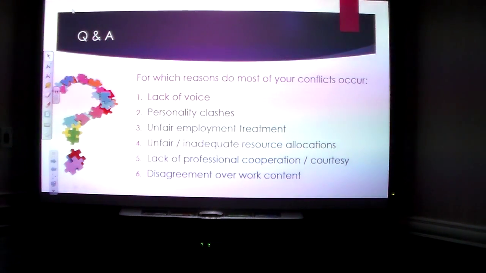So my question is, which reasons do most of your conflicts occur? Are they from lack of voice, personality clashes, unfair treatment, unfair and inadequate resources, lack of cooperation, or disagreement over work content? I would guess that your conflicts occur from one of these 6 specific things.